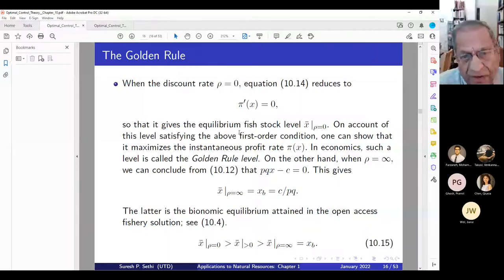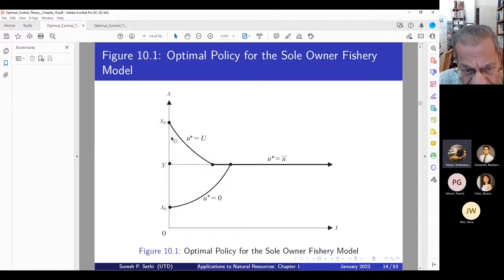Let's finish a little bit of the discussion that we have regarding the golden rule. There are two ways we can define the golden rule. One is that we take the steady state. So this is one steady state, this is another steady state, this is another steady state. And you want to ask yourself, which is the best steady state?